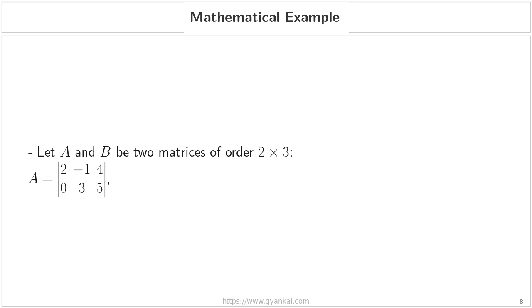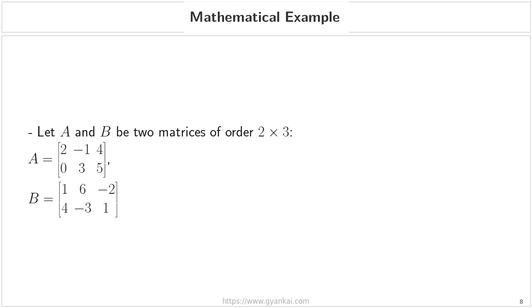Mathematical example. Let us consider two matrices, which we will call Matrix A and Matrix B, both of which have an order of 2 by 3. This means each matrix consists of 2 rows and 3 columns. First, let us look at Matrix A. The first row contains the elements 2, -1, and 4, and the second row contains 0, 3, and 5. Next, we have Matrix B. Its first row contains the elements 1, 6, and -2, while the second row contains 4, -3, and 1.